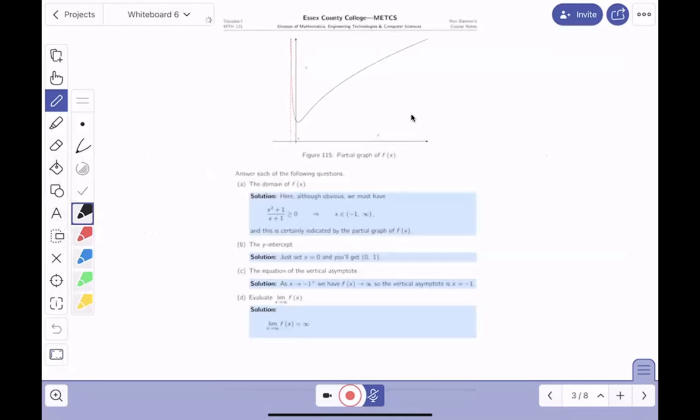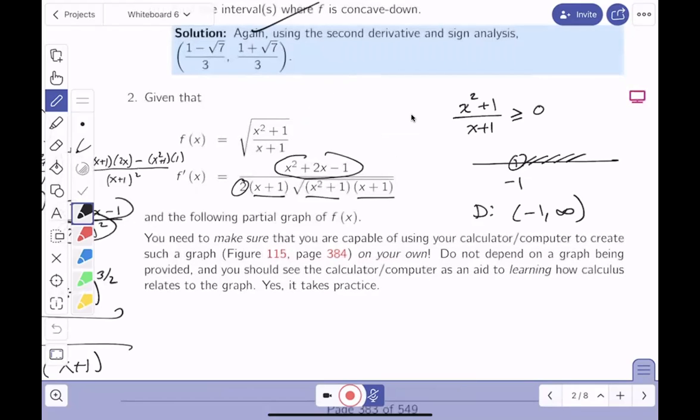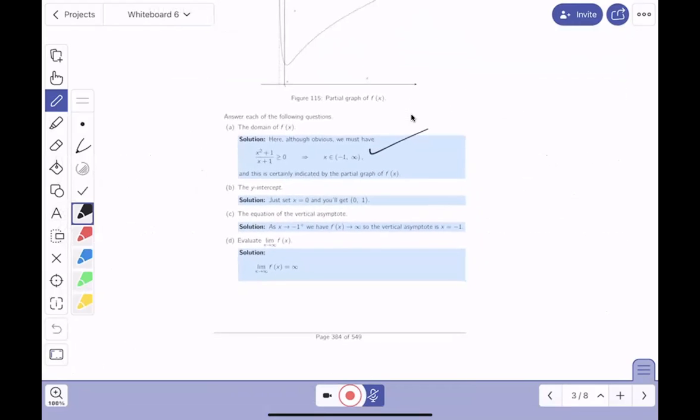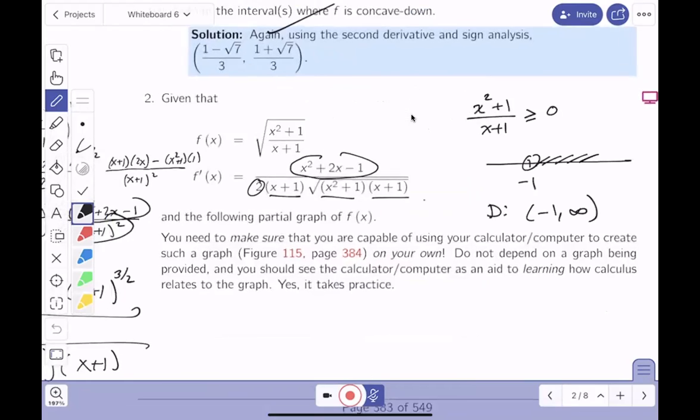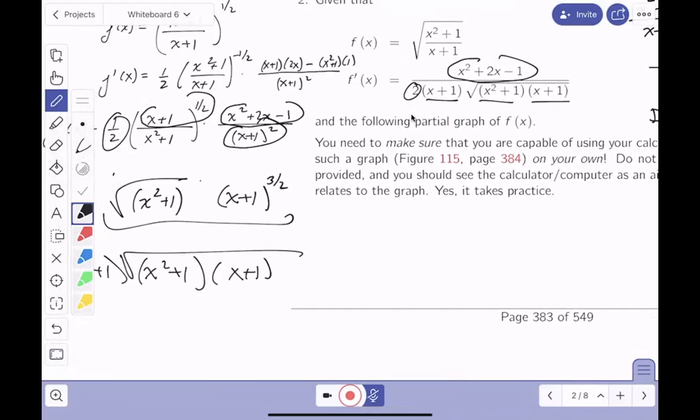Let's see how we did. Got it. All right. Next question. Whoops, I'm sorry about that. The next question is, what's the y-intercept? Let's see if we can do that. To get a y-intercept, what you do is set x to be 0.